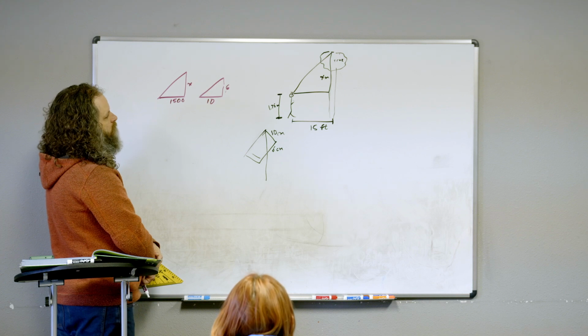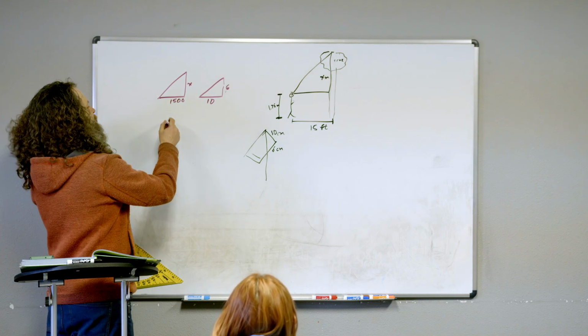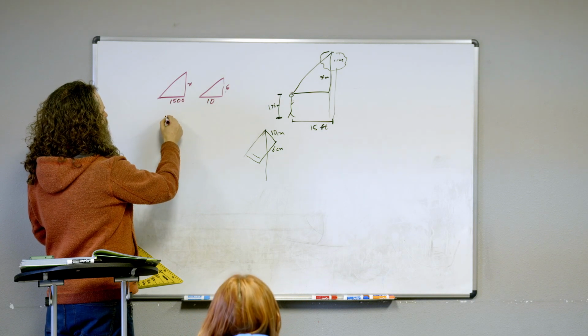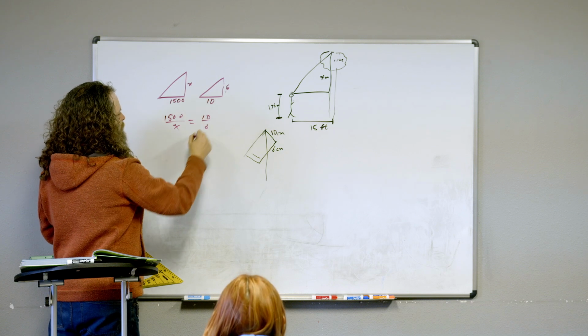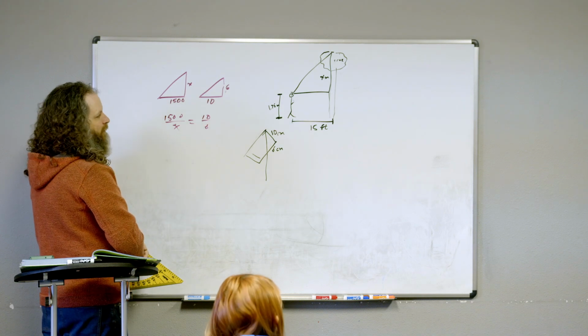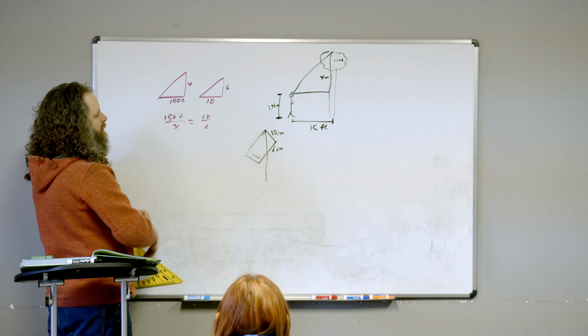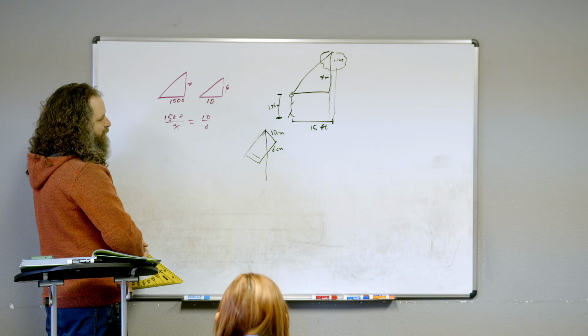6 times 150 equals whatever. Okay? So we're setting up what proportion? We're doing 1500 to X equals 10 to 6. Is that what you're telling me? Or are you doing it 1500 to 10 equals X to 6? Either one's fine. Great. What's 1500 times 6?